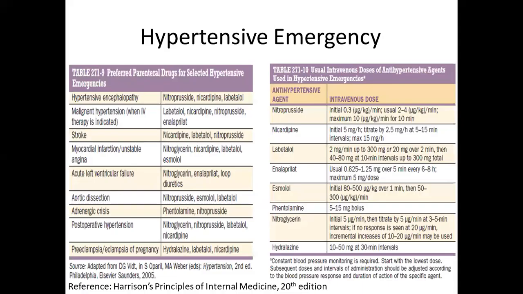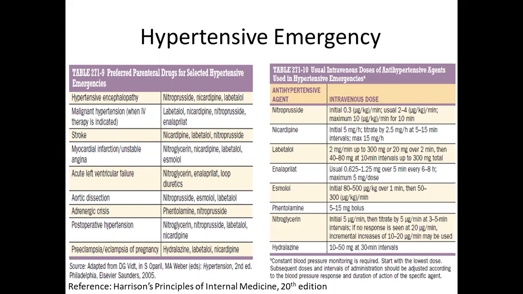There is a term known as hypertensive emergency, which is defined as the presence of target organ damage due to a sudden increase in blood pressure. Target organ damage includes papilledema, renal failure, or any other kind of organ damage. If the patient presents in the emergency with very high blood pressure with organ damage, then in some cases we might need to use injectable drugs.